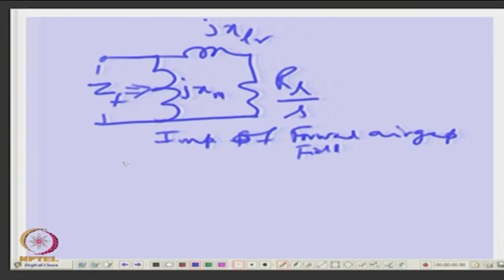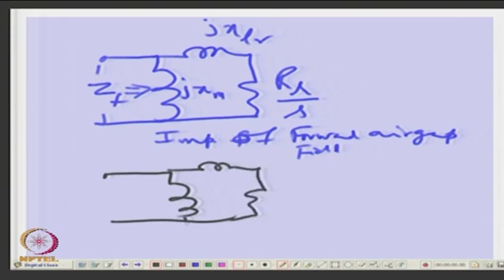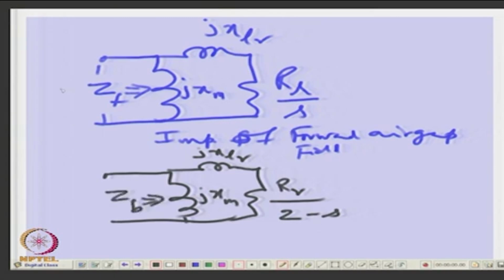Look at the air gap and see how the rotor looks due to the forward field, and similarly you can have JXLR, RR by (2 minus S), and XM is the same, not XM by 2. This you call ZB. So, you can call this the forward impedance at the air gap, and this the backward impedance at the air gap, a backward air gap impedance, okay.